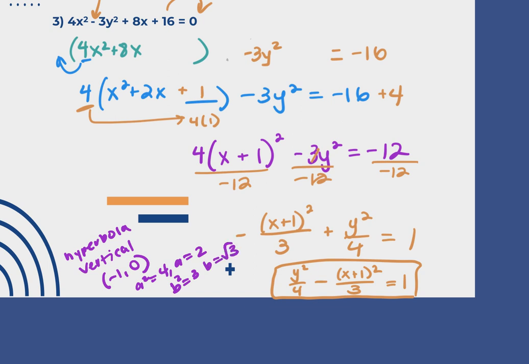So if I was making my little box, I'd plot my negative 1, 0 there. I'd go up and down 2, right and left square root 3, which is like 1.7. Make my box, find the corners, and draw your branches.